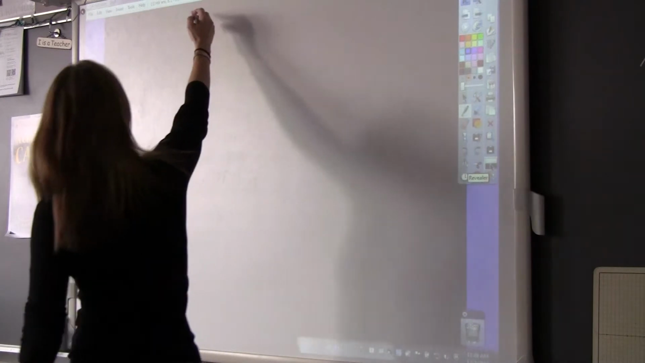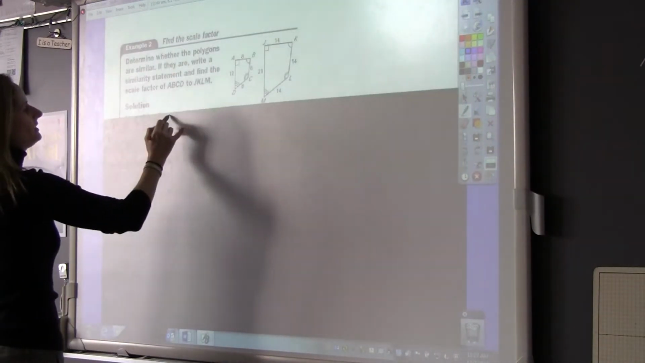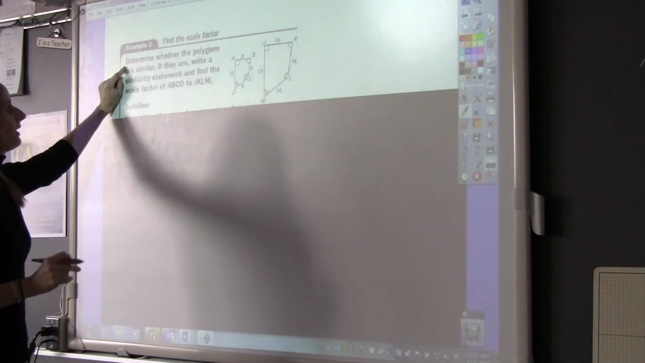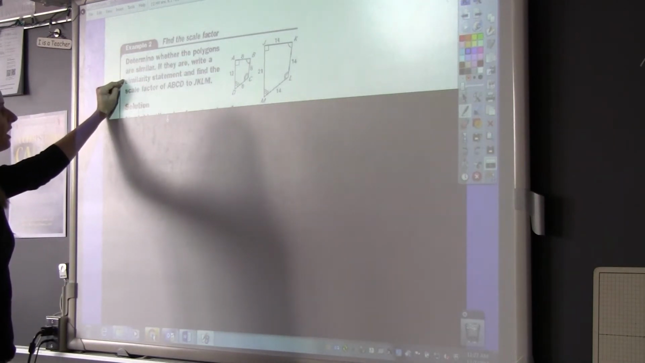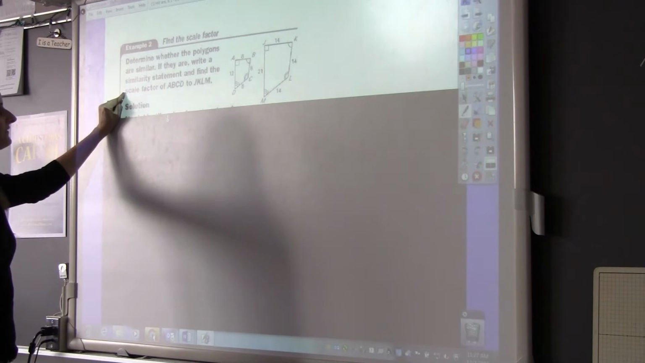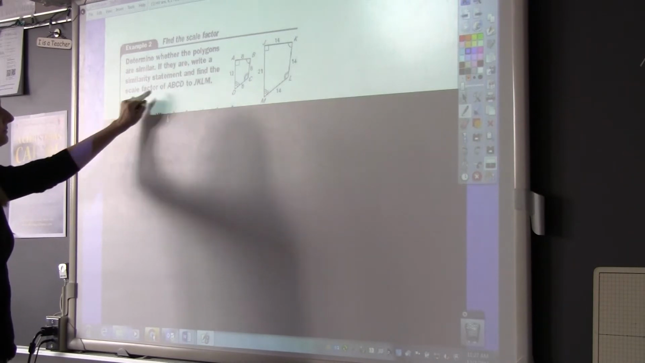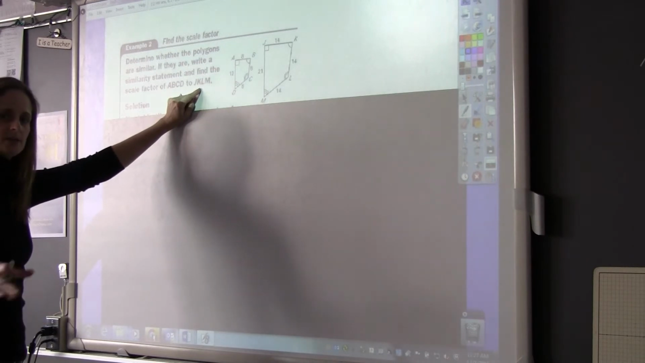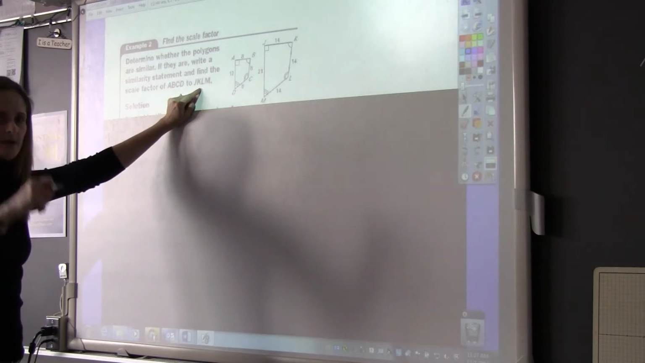All right, so I have this already filled in. So I would like you to go ahead and try this problem. Determine whether the polygons are similar. If they are, write a similarity statement and find the scale factor. I'm going to have to help you with that, of ABCD to JKLM. So try your best right now. Go ahead and press pause, do what you can, and then turn it back on.